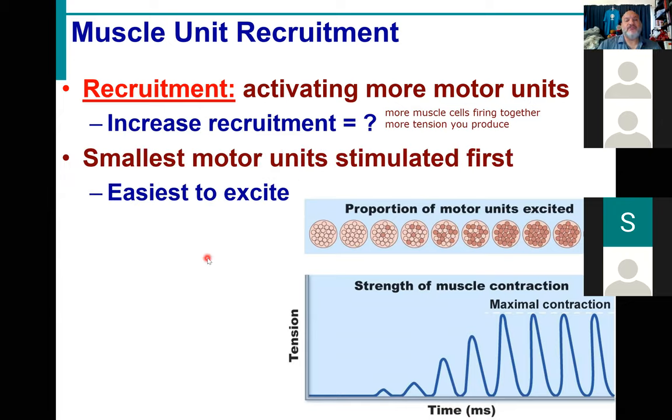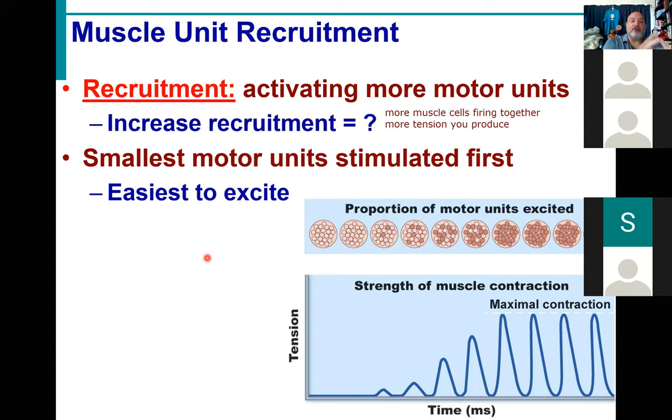Now, one of the interesting things about our motor units is that motor units don't all get excited at the same rate. The smallest motor units are the ones that are stimulated first. Those are the ones that are easiest to excite. So as we used that example before, motor unit A, controlling just one muscle cell, actually can get excited first. So it gets stimulated first, and if that's not enough to lift the weight, then we add the second, and if that's not enough to lift the weight, we add the third.